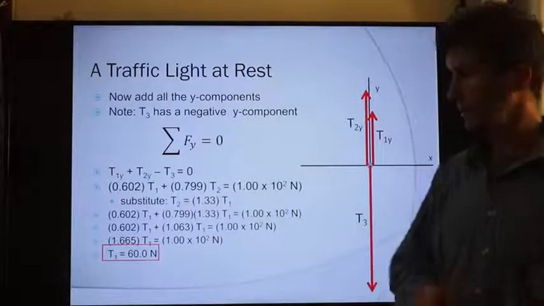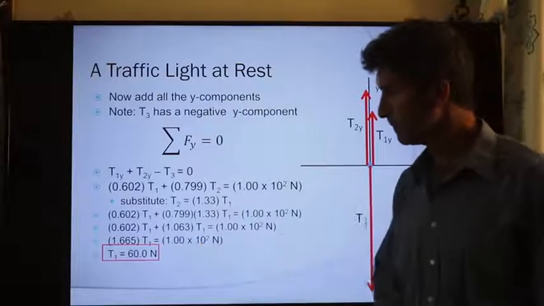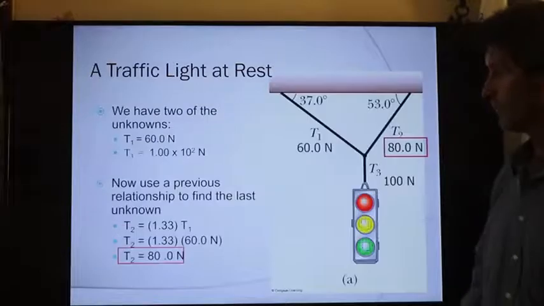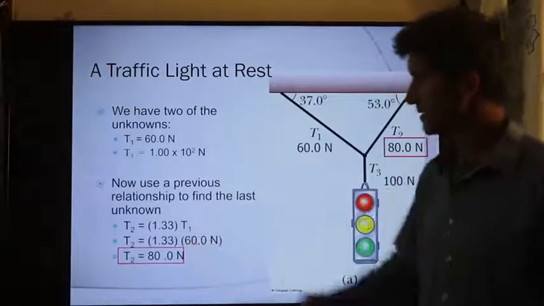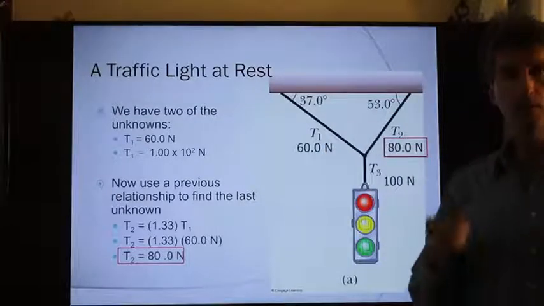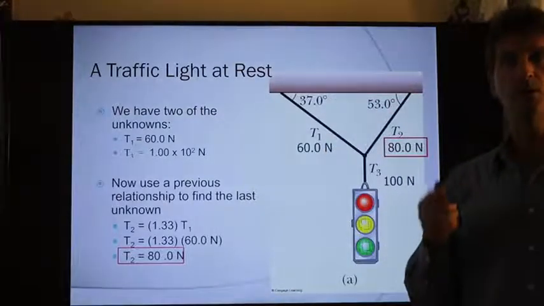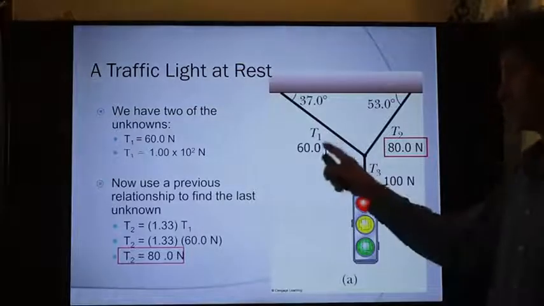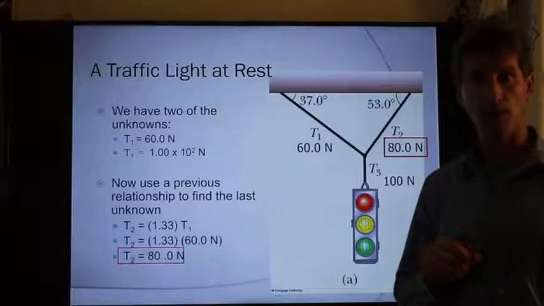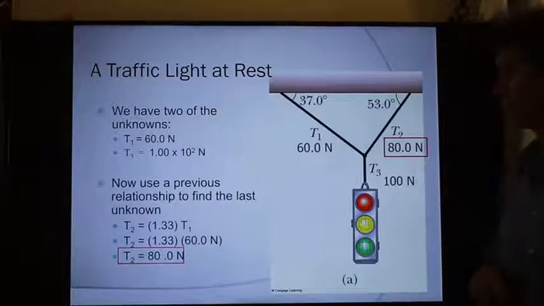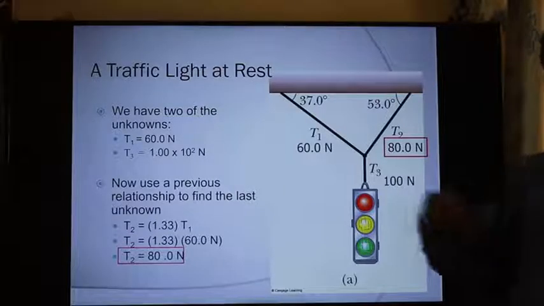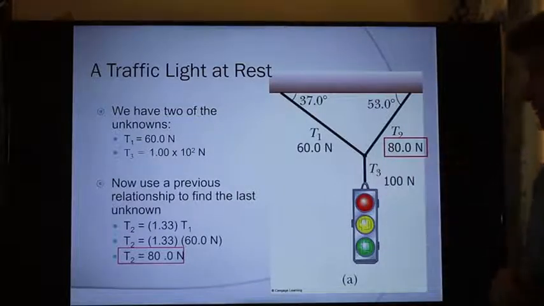Once you know one of the unknowns, T1, I can take T1 and plug that back up here. Plug that in, I get T2. So again, with this type of problem, a classic statics problem, you have two unknowns. I don't know T1, I don't know T2. I know their angles, but I don't know them. And I use the x direction and the y direction to create two different equations to find the two unknowns.